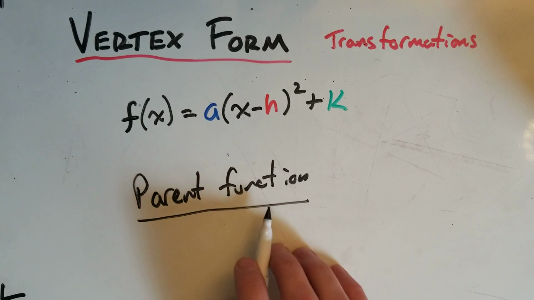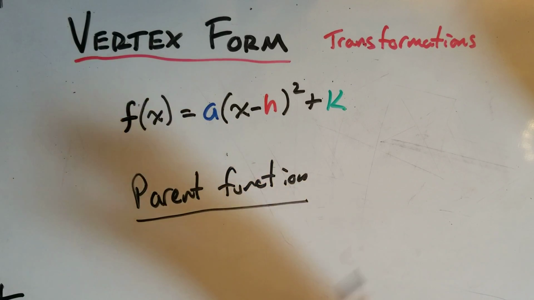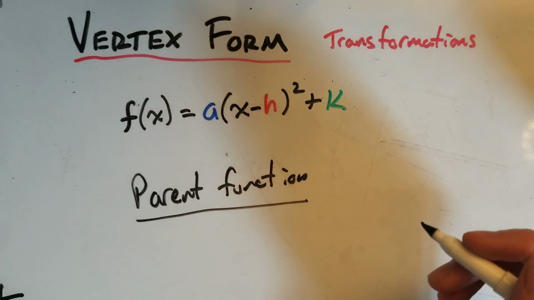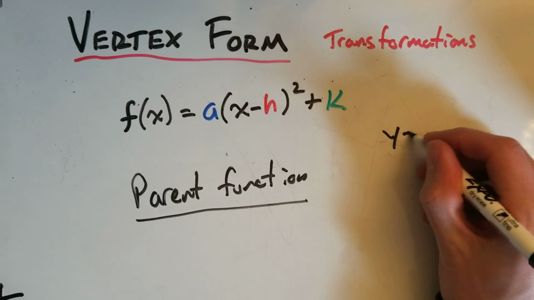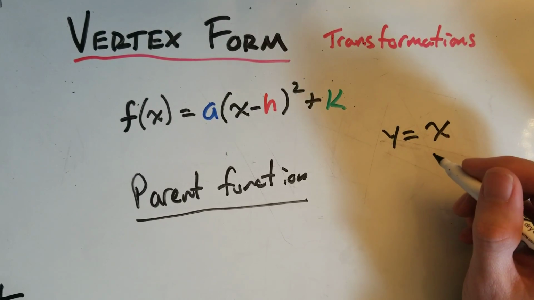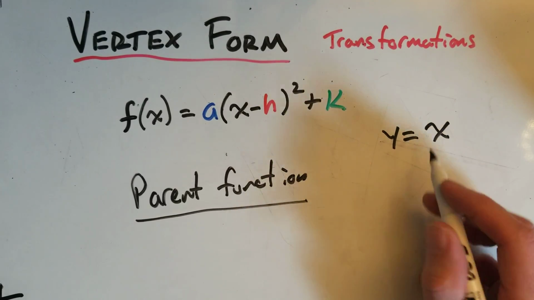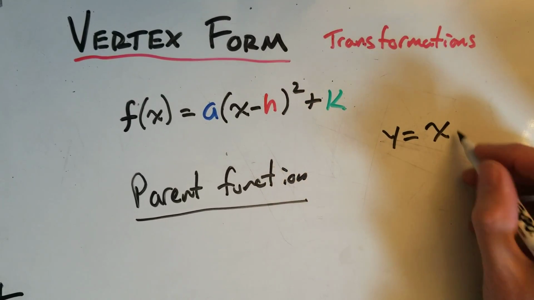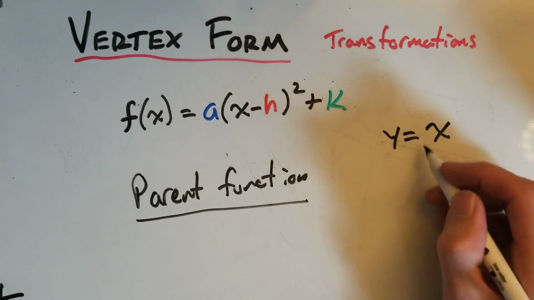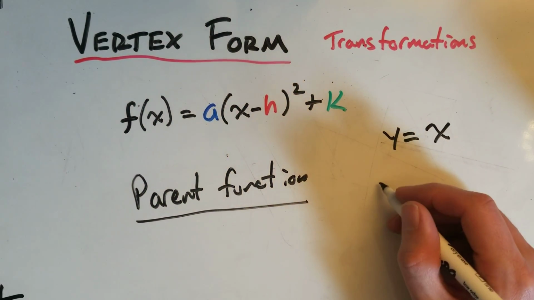So the parent function, if we don't remember, is the most basic, the simplest function in a family of functions. When I say family of functions, I mean, if we're dealing with a linear function, the most basic linear function would be y equals x. That is your parent function here. That is the most basic of linears. You could add something on at the end, but that's going to be what we call a transformation. It's going to adjust the function a little bit. You could change the slope, and that's going to adjust the function. But the most basic is y equals x.